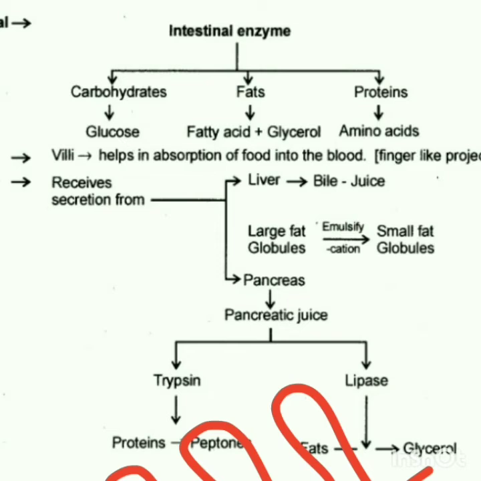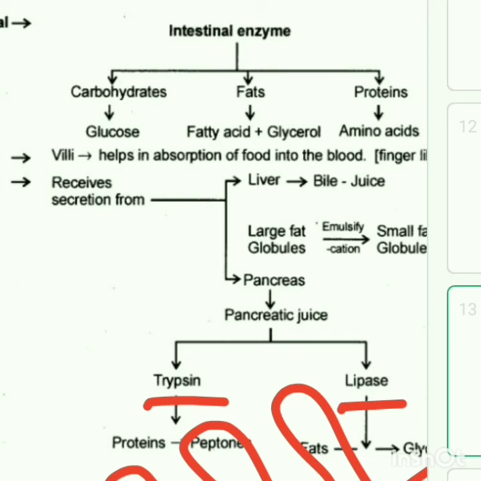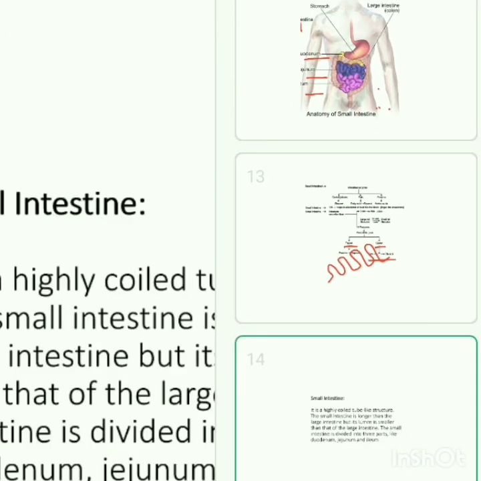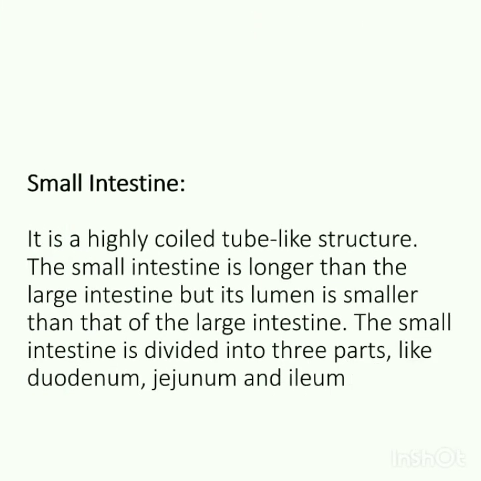Trypsin helps in the conversion of protein into peptones, whereas lipase helps in the conversion of fat into glycerol. So in this way digestion is completed over there. So now let's read so that you can understand it more.